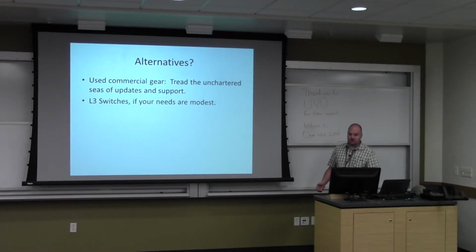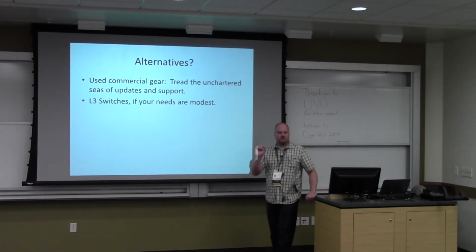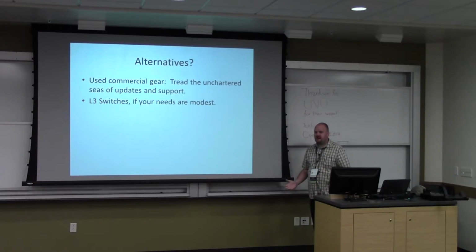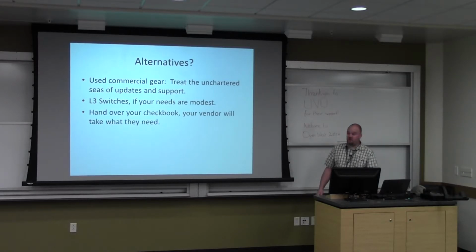Layer 3 switches. Does anybody do routing on their switches? Okay. Layer 3 switches don't necessarily do true routing. They route the first packet, make an entry in the table, and simply switch after that. Makes them very fast. There are a lot of limitations, and depending on which features you need, they may simply not work for you. For example, if you need NAT, your switch isn't going to do it. If you need one-to-one NAT, source NAT, destination NAT, not going to happen. Firewall, it's also not going to happen. The other alternative, again, hand over your checkbook. Your vendor will take what they need.